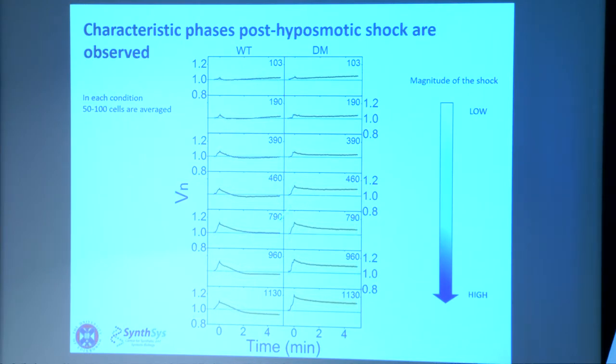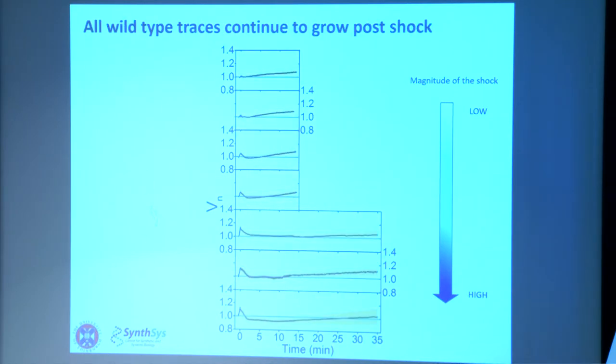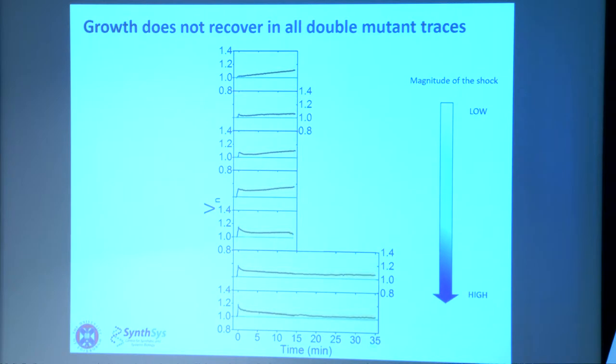If I expand this scale, I'm going to show you the exact same image, but I'll expand the scale to go longer in time. Here's the original one with all the channels. You can see that after some time, all of them continue to grow. Versus when we remove those two main channels, not all continue to grow. For these higher shocks, you see that even after 35 minutes, these cells are not continuing to grow. We don't know why. Some of them here are also bursting and breaking.